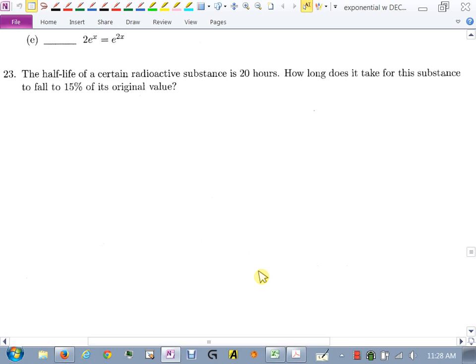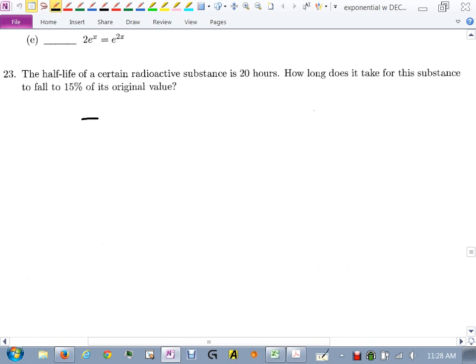Okay, so this is the problem that we're given. The half-life of a certain radioactive substance is 20 hours. That means, remember when I took that sheet and tore it, I said you've got this substance, and in so much time half of it goes away, and then half again, then half again. This one, every 20 hours, half of it's decaying down. How long does it take for this substance to fall to 15% of its original value?